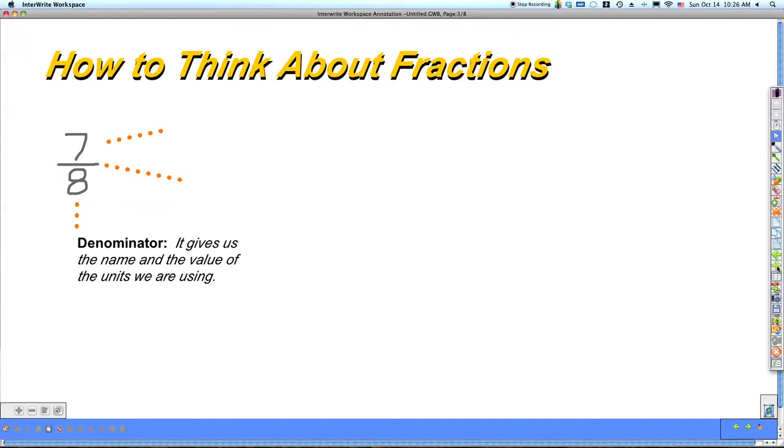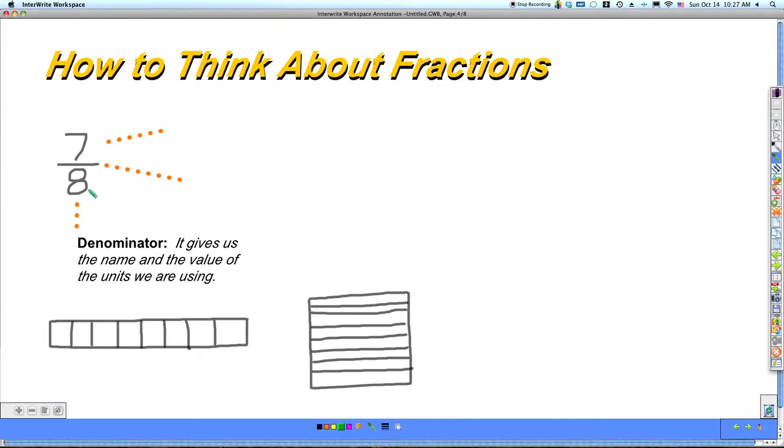The number on the bottom is called the denominator. It has in it the word nominate, the nominator. So when you nominate somebody for an election, you suggest their name as a possible candidate. And that's exactly what the denominator does. It gives us a name. And it also tells us the value of the units that we're using.